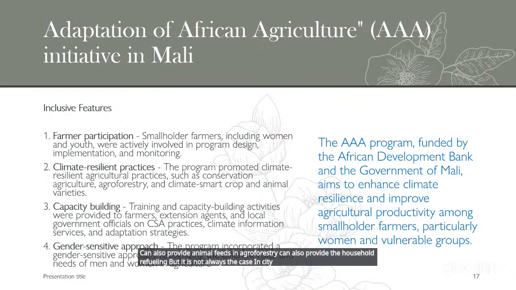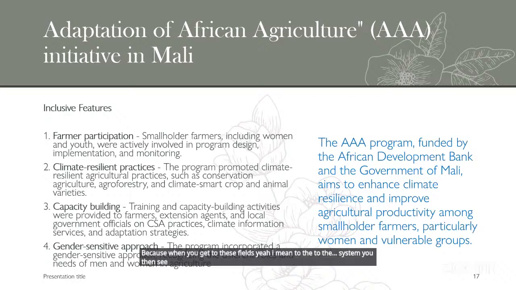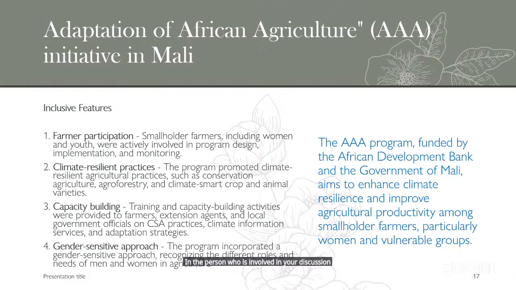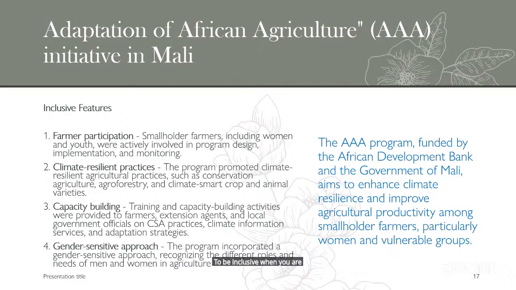In certain circumstances, when you get to the field and start discussing with the people, that is when you start hearing other issues that you may never have thought of. For example, ownership of the field. In whose field are you going to be planting these trees? Because when you get to the system, you see that in a village or in a household, field A belongs to so and so, who is not around, and field B belongs to so and so, and the person involved in your discussion maybe has only 1 acre. In that 1 acre, you can't plant many trees because otherwise there wouldn't be space for him or her to grow the grain he or she may want to grow. So you see, it is really very important to be inclusive when you are developing policies.